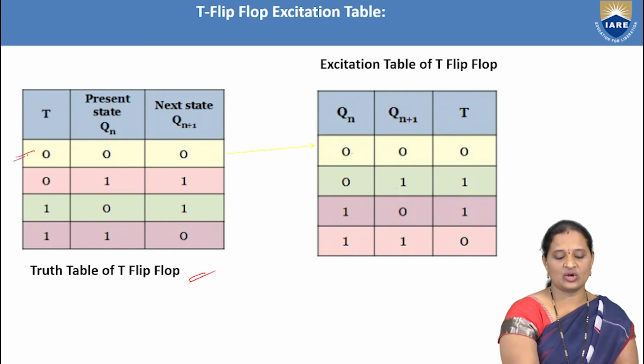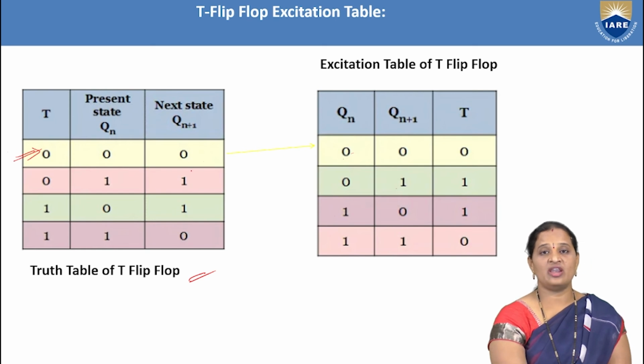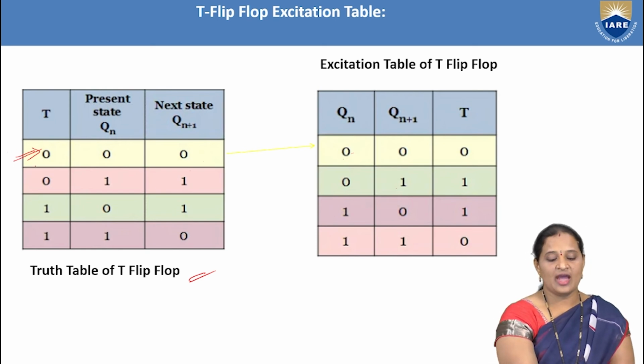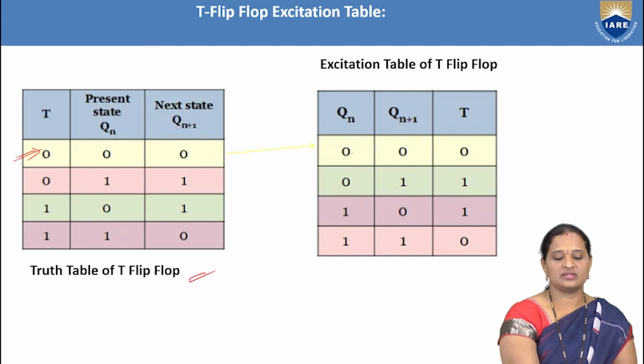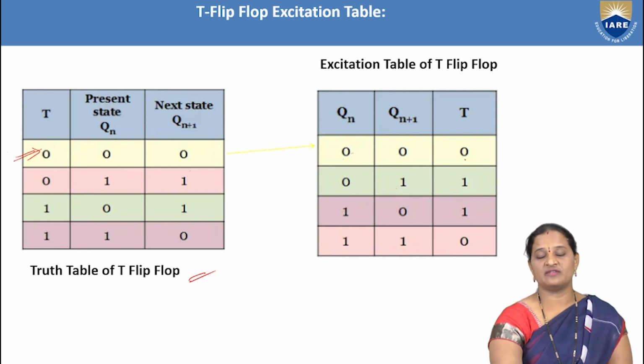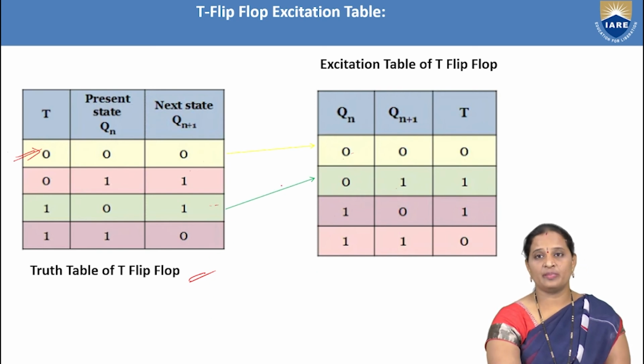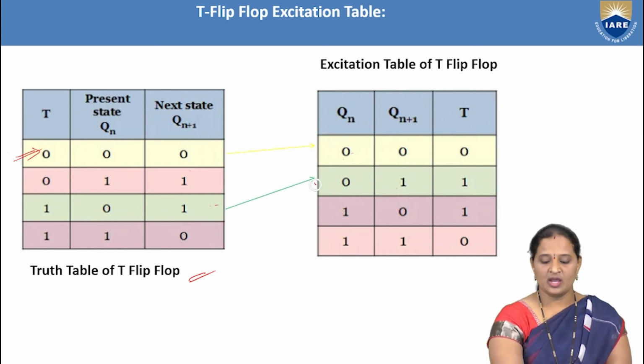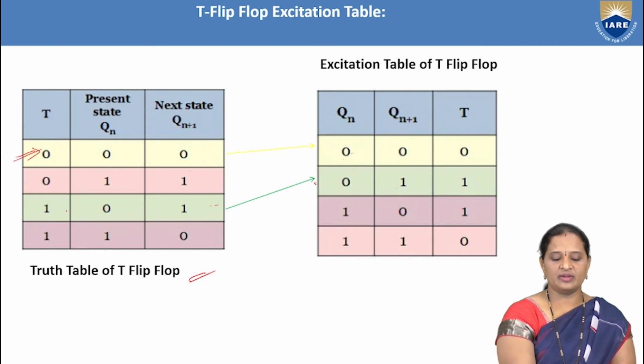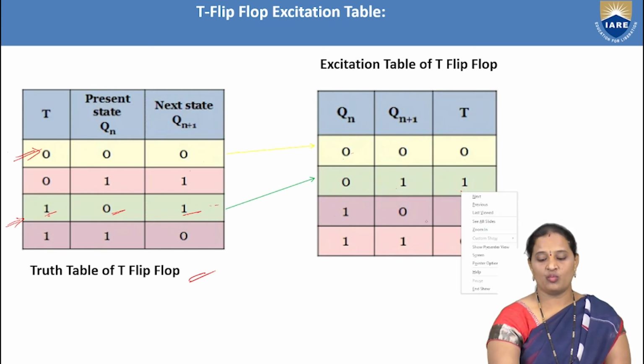So if you observe, this is the column where present state is 0 and next state is also 0, for which the toggle input is 0. So that is filled in the first row. Now coming to the next one, present state 0, next state 1. So if you observe it in the truth table, this is the column where we can have present state as 0 and next state as 1, for which the input T is equal to 1. So that is filled here. T is equal to 1.